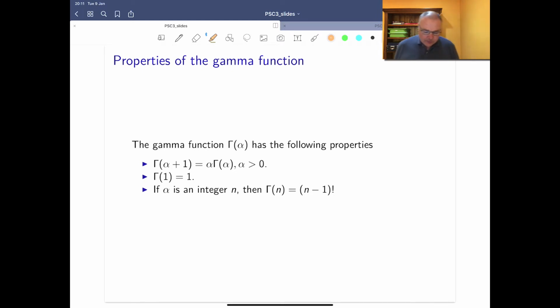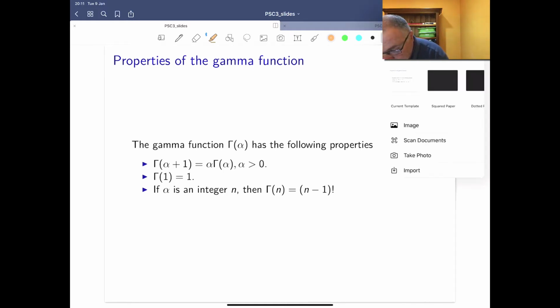So we've got some properties. First of all, gamma of alpha plus 1 equals alpha times gamma of alpha. So we've got this nice recursive relationship. The gamma of 1 equals 1. And if alpha is an integer n, then gamma of n is equal to n minus 1 factorial. What we're going to do is have a look at the general properties of these.